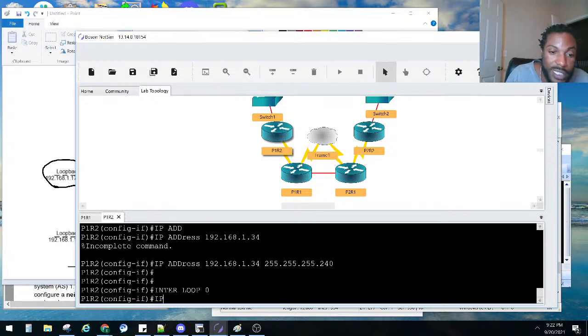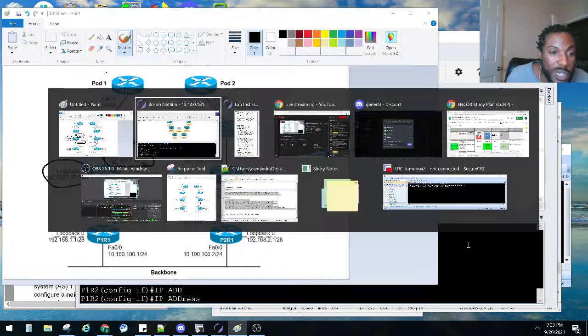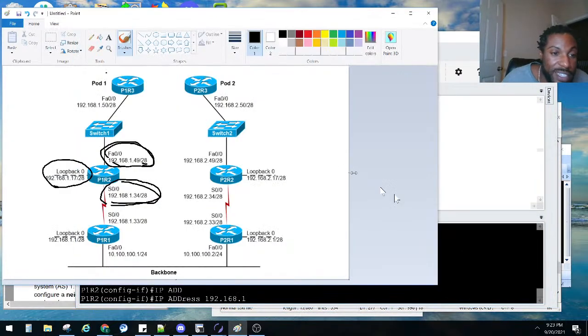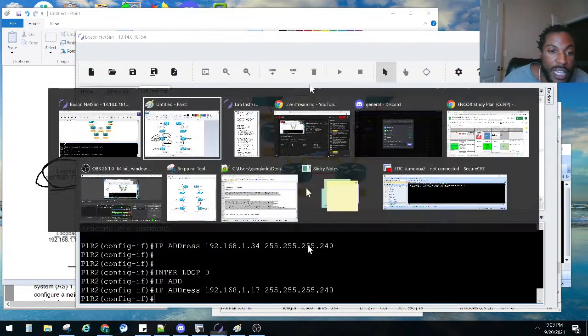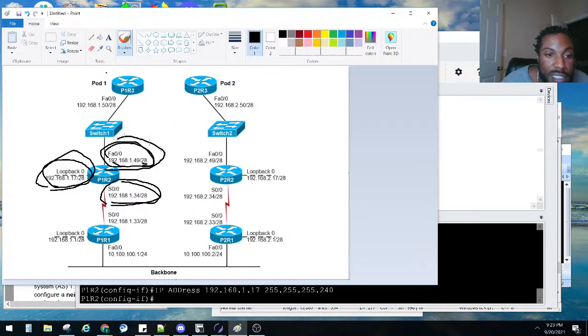So interface, now we've got to do loopback. Interface loop 0. His IP address is 192.168.1.17/28, right? Y'all see that right here? This loopback. Foster said it was .240, right? And then the last interface is FA00, right?